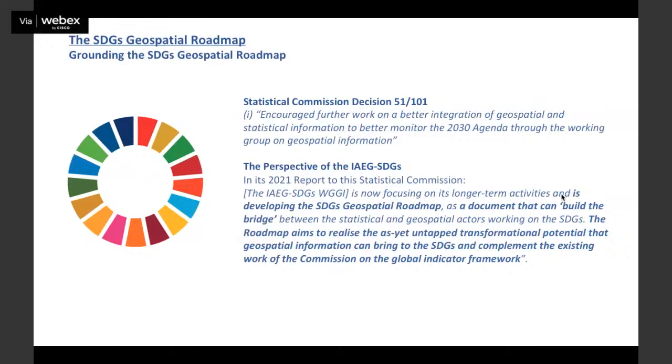The SDG geospatial roadmap was envisioned two years ago as a document that would be easy and understandable, something light and not a heavy document that no one would read. How can we make it close to statistical agencies, and really showcase the linkage of geospatial information for SDGs?